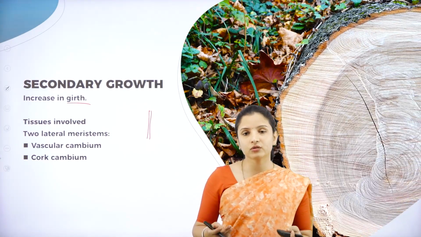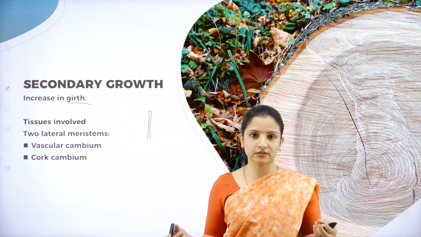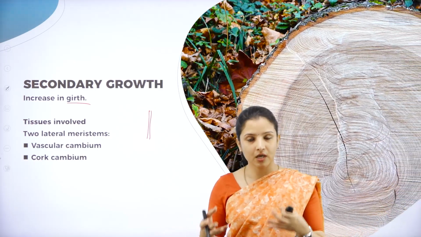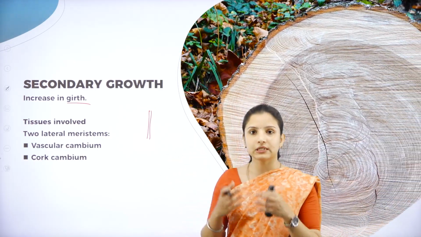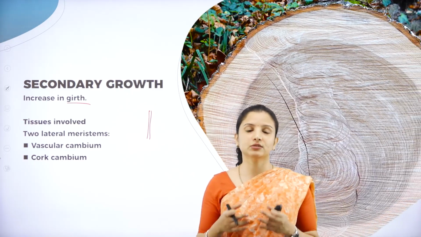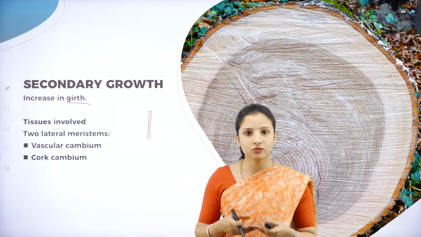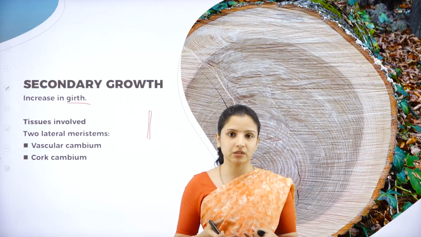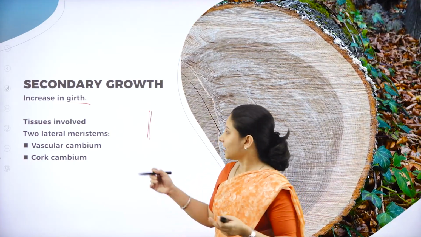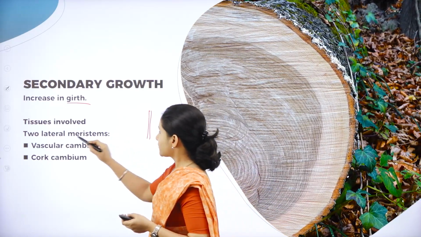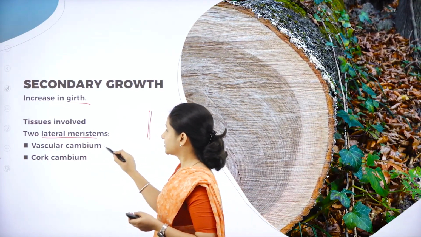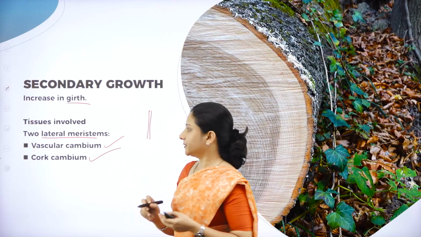The primary growth leads to elongation of the stem and elongation of the root, but the secondary growth leads to the increase in the size of the stem. So there are certain tissues involved which bring about this secondary growth. They are the two lateral meristems, which are the vascular cambium and cork cambium.